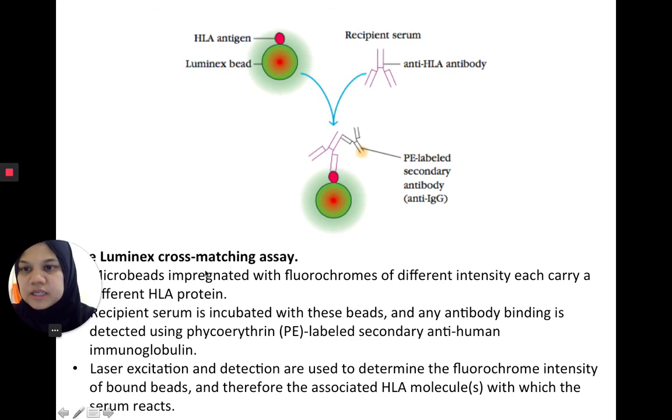Then there's also the Luminex cross-matching assay, where they use microbeads that have fluorochromes of different intensities to carry different HLA proteins. When the serum from the person who's supposed to accept the graft is incubated with these beads, any antibodies binding will be detected with another labeled antibody, the secondary anti-human immunoglobulin, and then laser excitation will be detected and used to see whether or not the associated HLA molecules react with the serum. So that also gives you an idea.